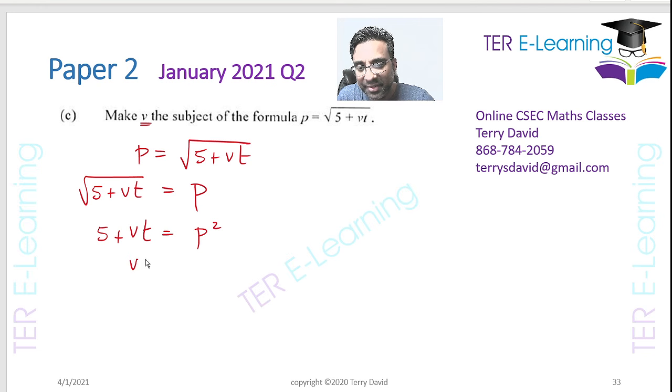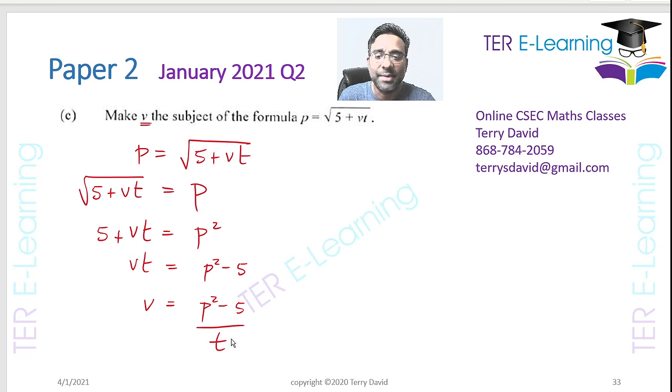Then we're going to say vt is equal to p squared minus 5, and therefore v is equal to p squared minus 5 divided by t, right? So that's my answer there when I rearrange the formula.